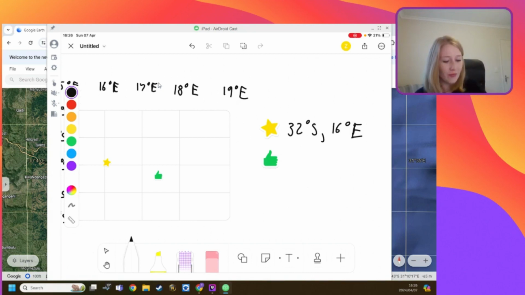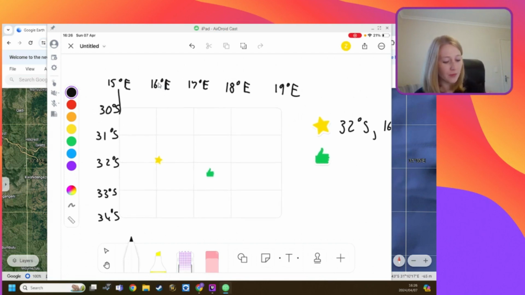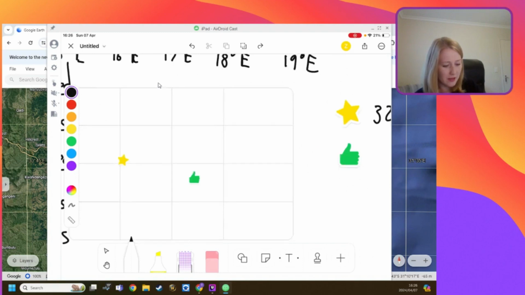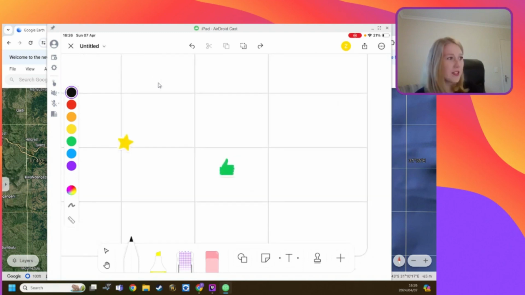Now let's do the thumb. So the thumb, you'll notice I didn't put neatly on the line. So I'm going to zoom in a little bit. So you see, it's not perfectly on the line. It's kind of hovering in between them. So what we're going to do first is find the degrees, and then we're just going to estimate the minutes. We're going to estimate it using fractions, basically.